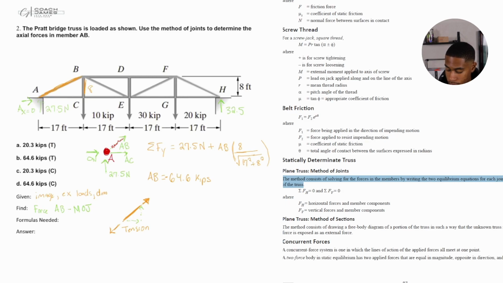But for this case, it came back negative. So that means the way that I drew it was in fact wrong. And it's coming back the opposite way. So whenever you get a negative number for something, it just means what you assumed was incorrect. And that is not actually in tension. AB is going to be in compression. So it should be 64.6 kips in compression. So I get D.